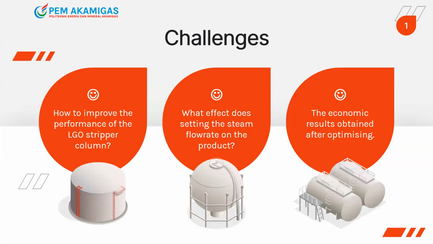These are the challenges faced by the researcher: how to improve the performance of the LGO stripper column. We will use the trial method on the steam flow rates and will analyze its correlation with the product output. And of course, we will also compare the economics after obtaining the optimization result.